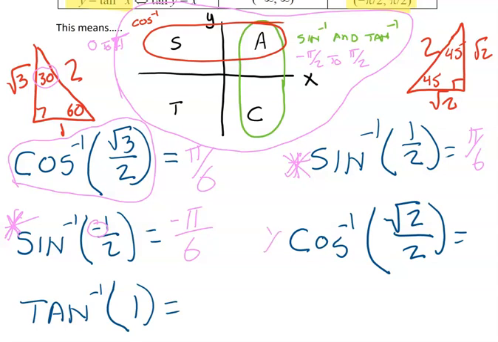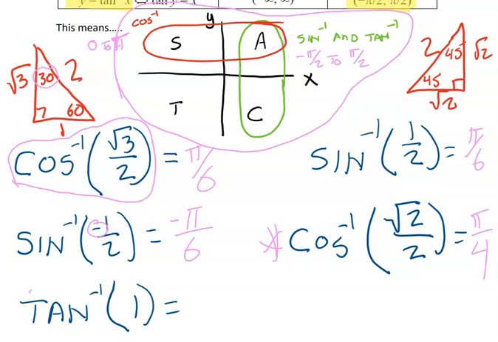Let's look at this one here. So here we're doing the inverse cosine of root 2 over 2. So the cosine of what angle is root 2 over 2? And I think that would be pi over 4, right? Pi over 4, it's going to give us a positive result. We've got it.